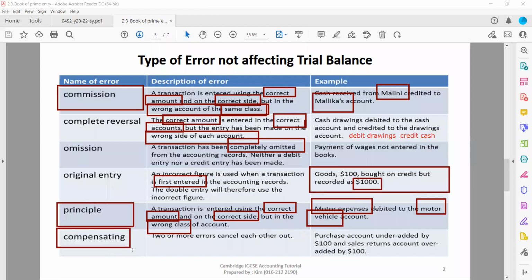Last, compensating. Compensating means 2 or more errors cancel each other out. There's a minimum of 2 errors which are affecting each other and make the account balance off. For example, purchases account under added 100 and sales return account over added 100. So the debit side becomes balanced.